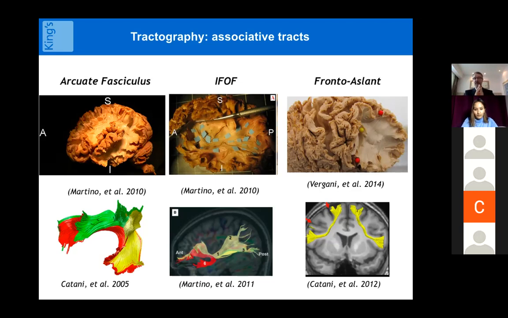So now you don't need to retain the names of all these tracts, but just be aware that clearly it is very important that as surgeons, we are able to spare the connections of the brain, because otherwise you will induce severe deficit by cutting these connections.